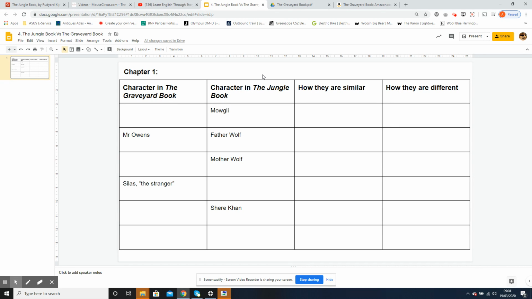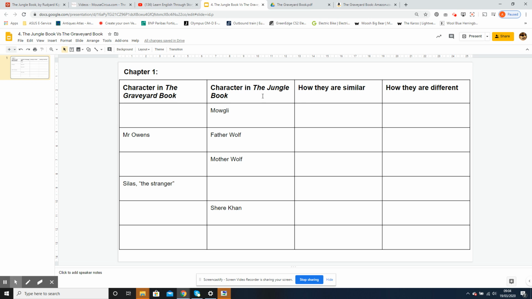In addition to that, your teachers will be uploading some activities, not on a daily basis because you've got a lot to do, but every few days they will be uploading some activities. This is the first one that I'll be uploading for my class, for example, which is a comparison of the opening of The Graveyard Book with the opening of The Jungle Book.